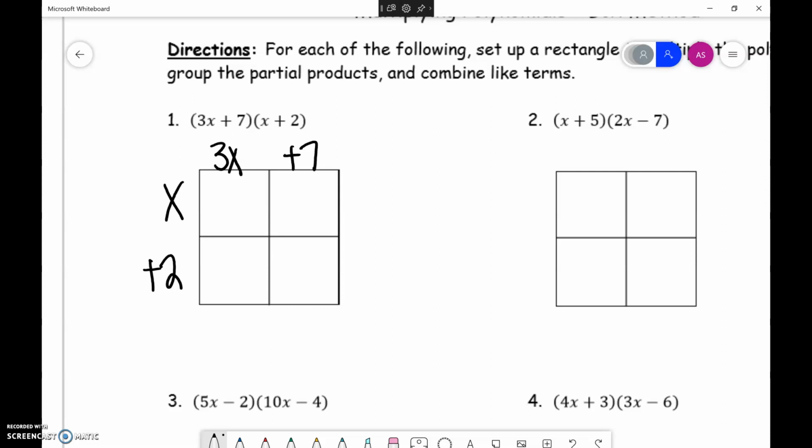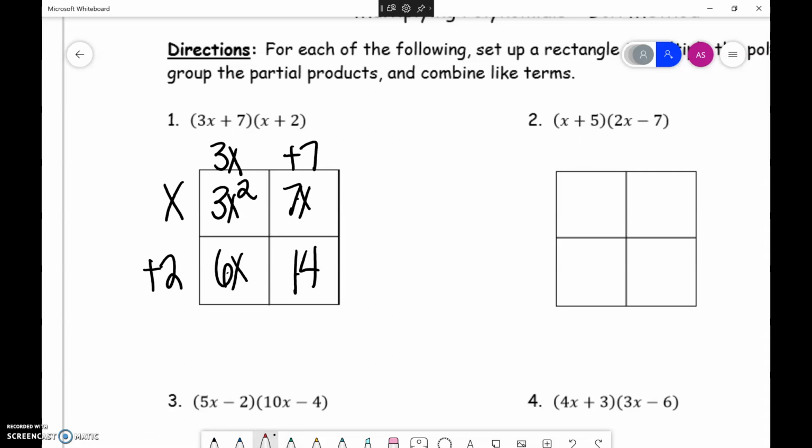So I'm going to have 3x times x. That's going to be 3x squared. Okay. Then in this box here, I'm going to do 3x times 2, and I'm going to get 6x. So as you see, what's happening is I'm pretty much multiplying each term by the row and a column that it matches up with. So in this box here, I'm going to have 7x because I did 7 times x. And in this box here, I'm going to have 7 times 2, which is going to be 14.